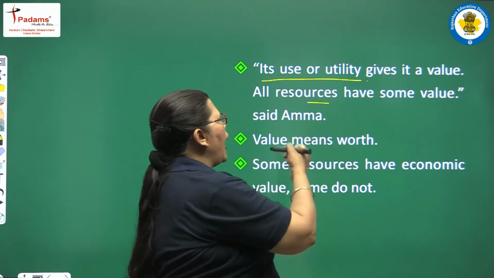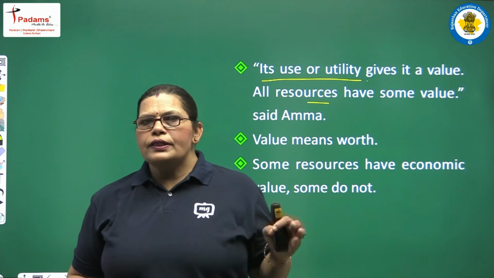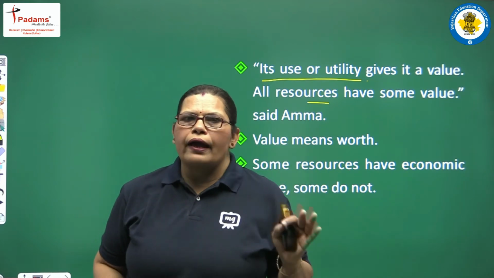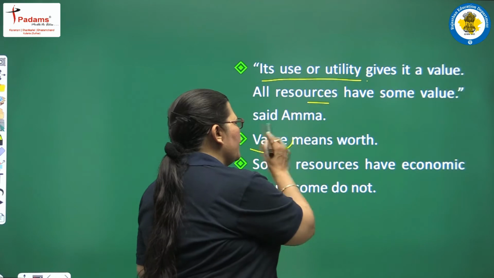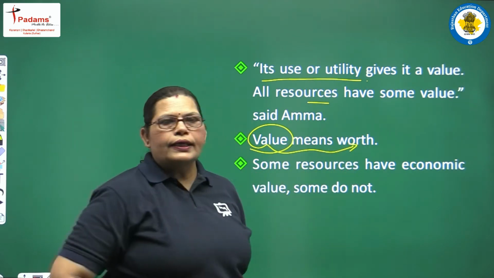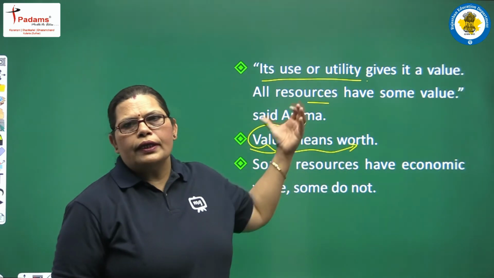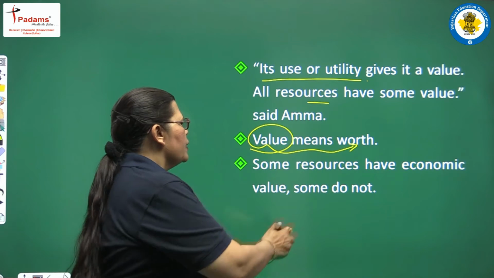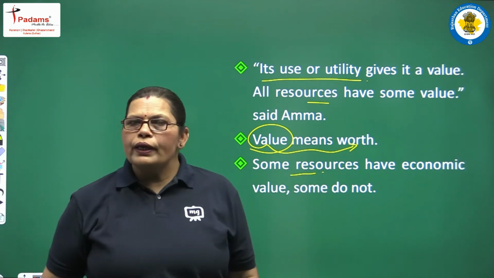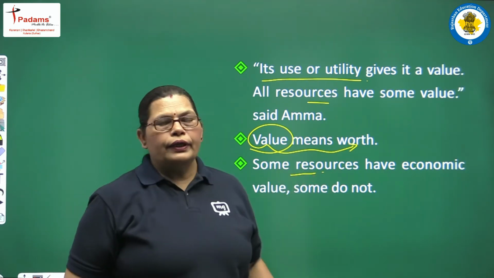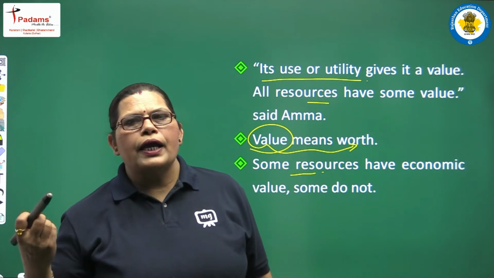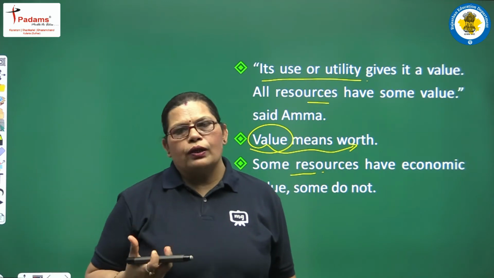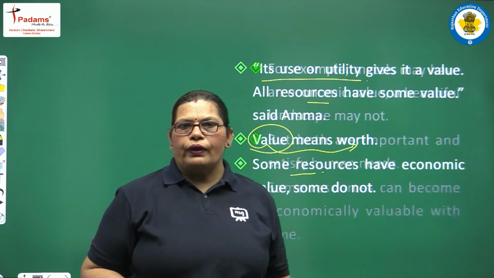All resources have some value. This one is the main thing, all resources have some value, said Amma to Raju. And value means worth. What is this value? Value means the proper worth. Some resources have economic values, some do not. Yes, this one is the true line, that some resources have some economic values, but others do not have these values.